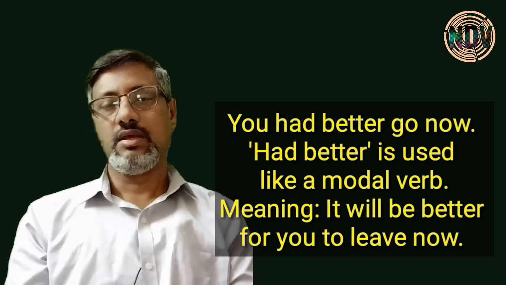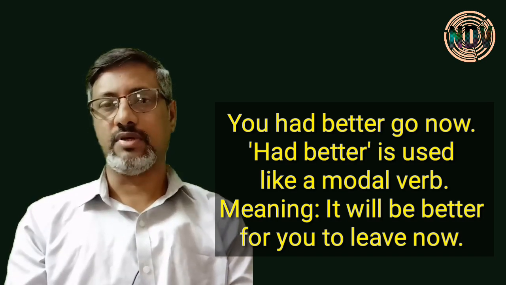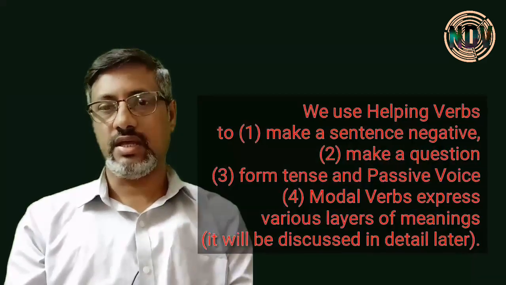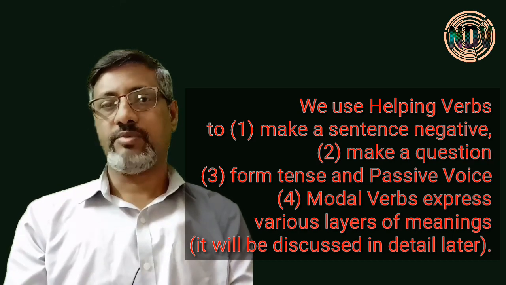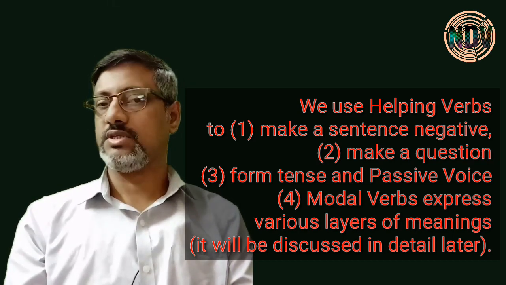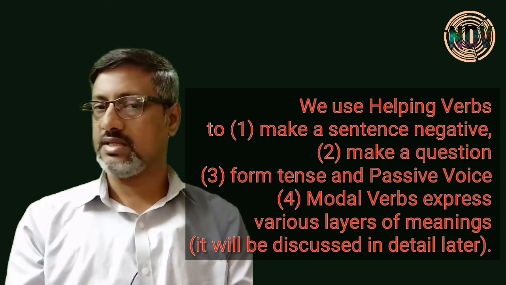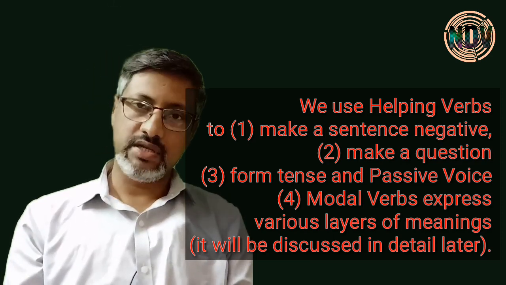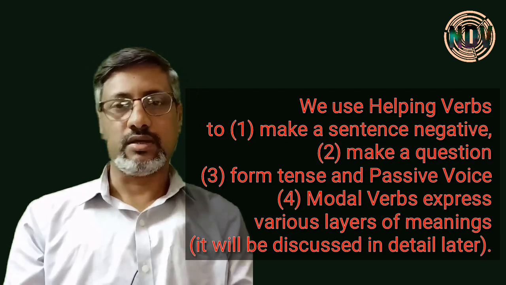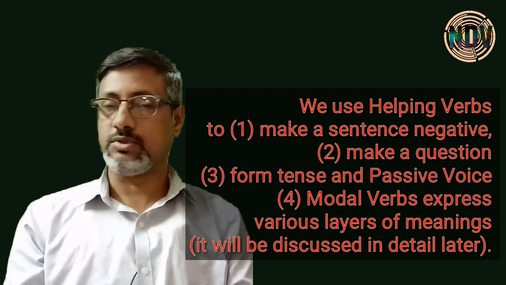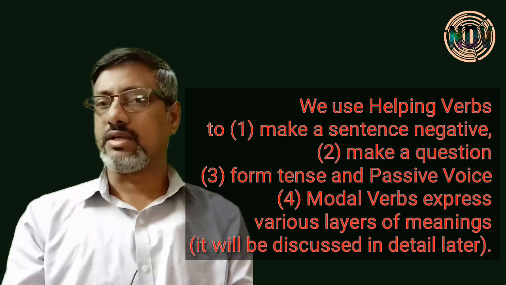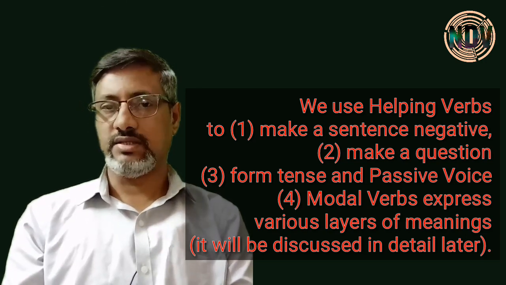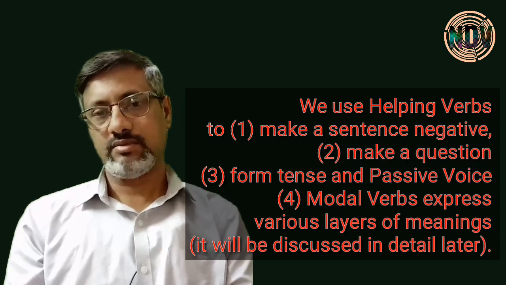So we have seen how to use the helping verbs, and main verbs are always used at the end. So to sum up, I can only tell you one thing, that helping verbs are basically used for three purposes. The first one is to make a sentence negative. The second one is to make a sentence a question, to make a sentence interrogatory, and the third one is to turn an active voice sentence into passive. These are the three basic uses.